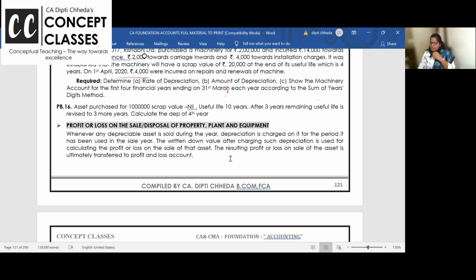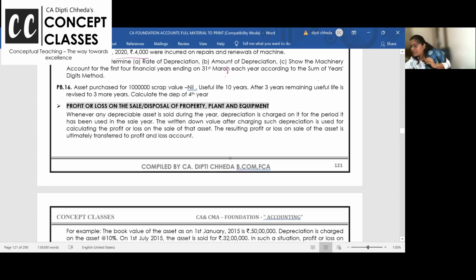Chalo. So next now. Okay, 16 problem by mistake came here. No, it's not. It is for the revision of useful life. इसको करेंगे आगे, 1 minute. Let us go by the concept only one by one.